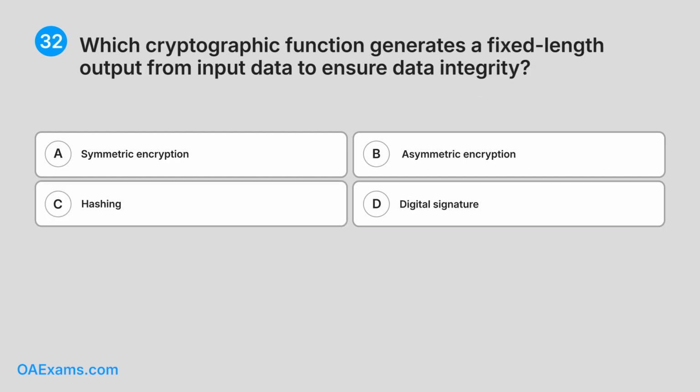32. Which cryptographic function generates a fixed-length output from input data to ensure data integrity? A. Symmetric encryption. B. Asymmetric encryption. C. Hashing. D. Digital signature. What do you think is the answer?